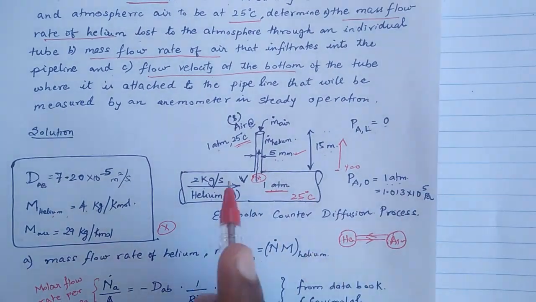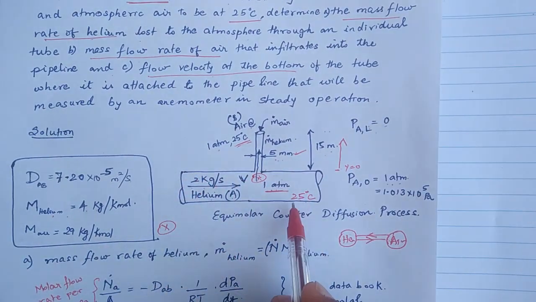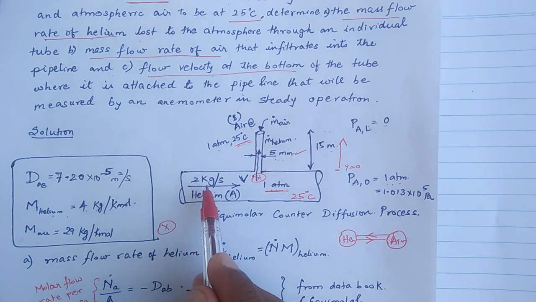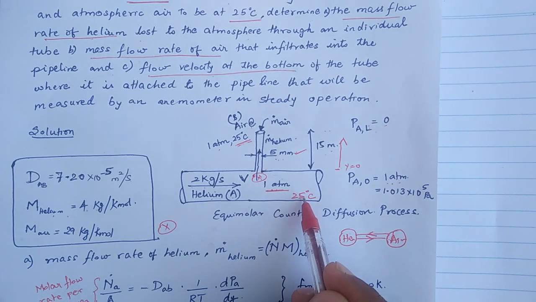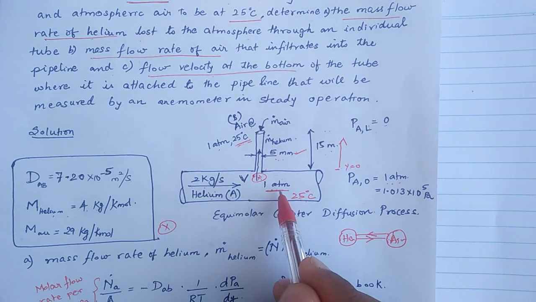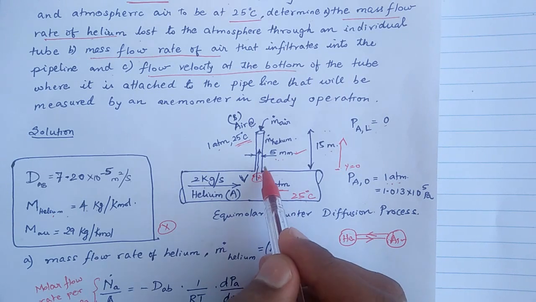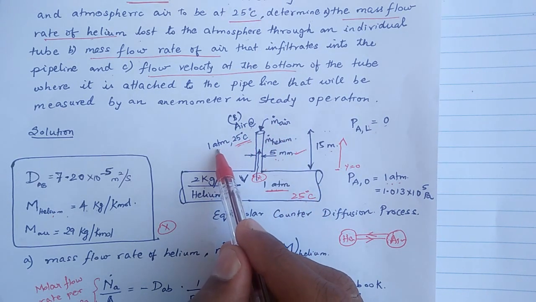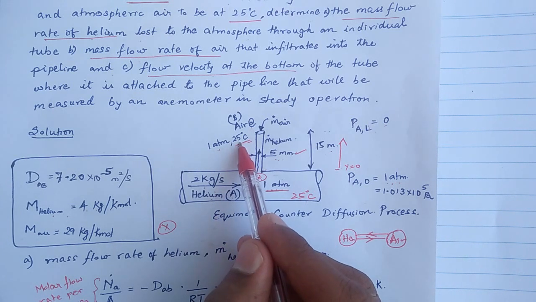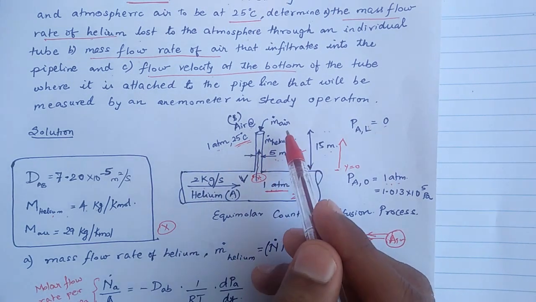In the schematic diagram, first draw a pipeline which is transporting 2 kg per second of helium at a pressure of 1 atmosphere and 25 degrees Celsius. The pressure is maintained at 1 atmosphere by venting the helium gas to the outside air. The outside air is at a pressure of 1 atmosphere and 25 degrees Celsius temperature.